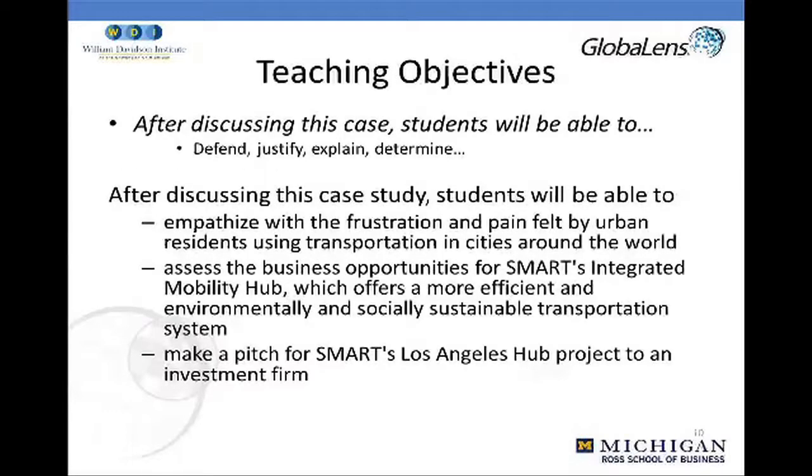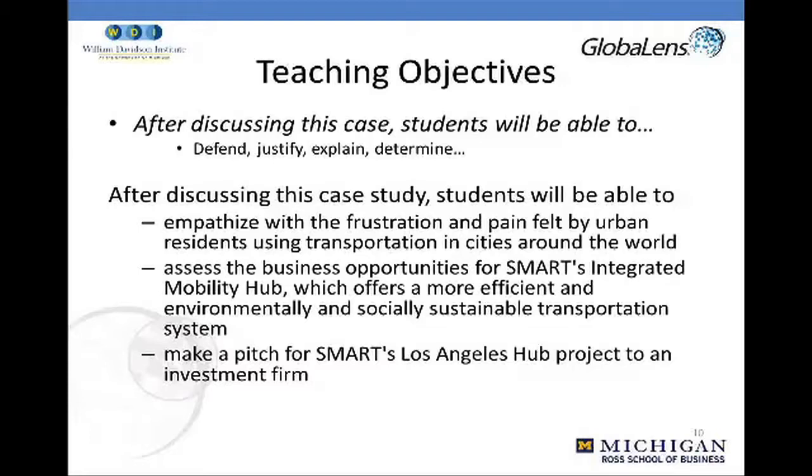So the teaching objectives, those of you who have heard me talk, I believe are probably the most critical component of a well-written case study. We try to put all of our objectives in this form. After discussing the case, the students will be able to, and then use a good action verb to describe what you want the students to know or what you want the students to be able to do.